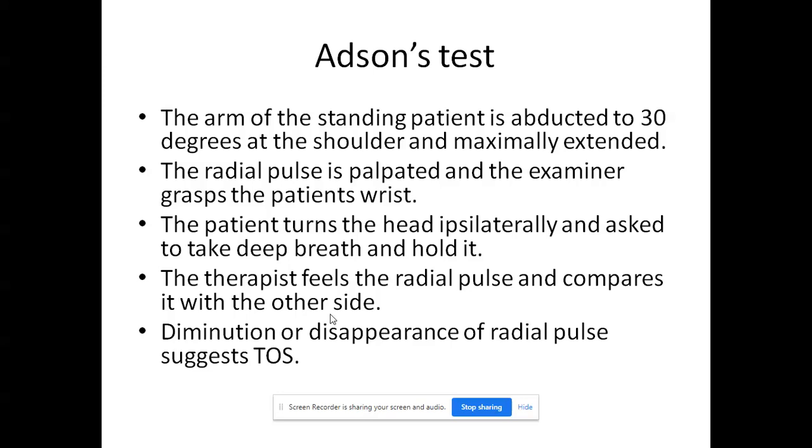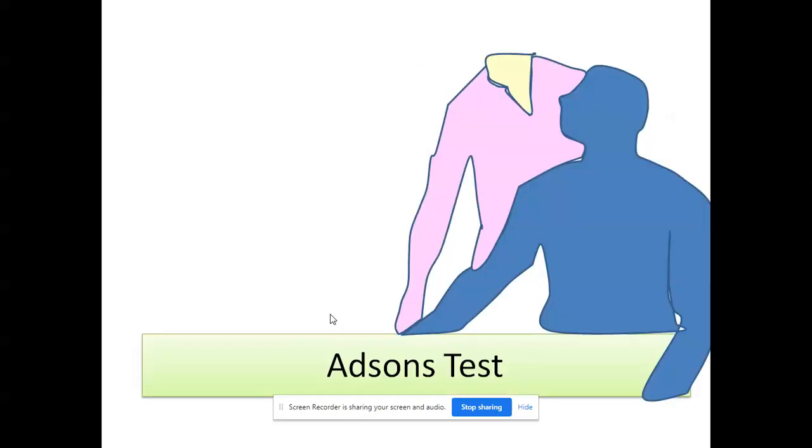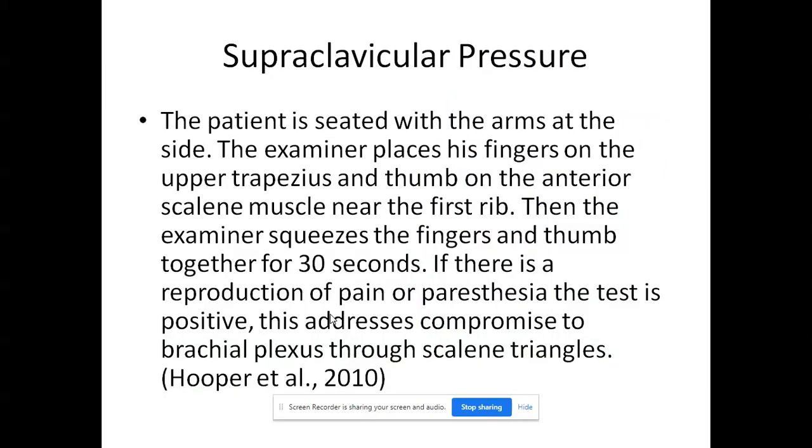If there is any diminution or disappearance of the radial pulse seen, this is suggestive of TOS. This is especially done in the presence of subclavian artery blockage in TOS. This is how the test might look. Coming to the third test, supraclavicular pressure test.